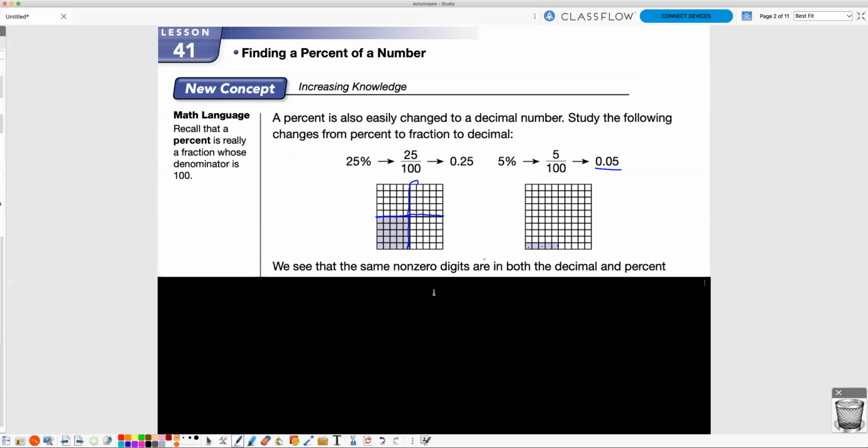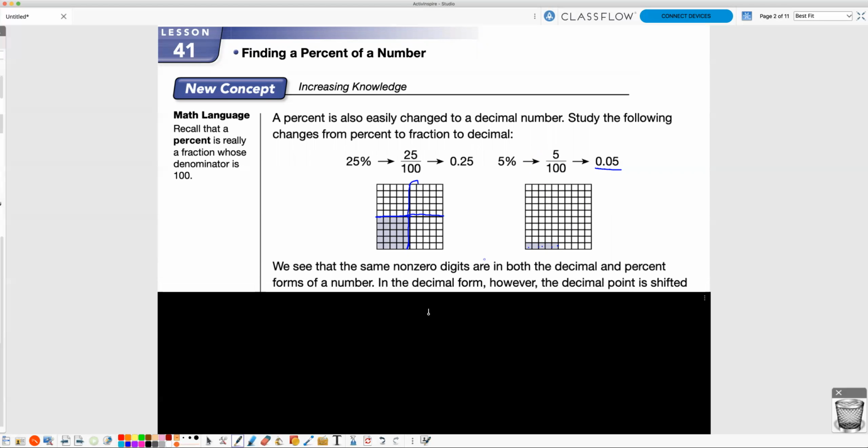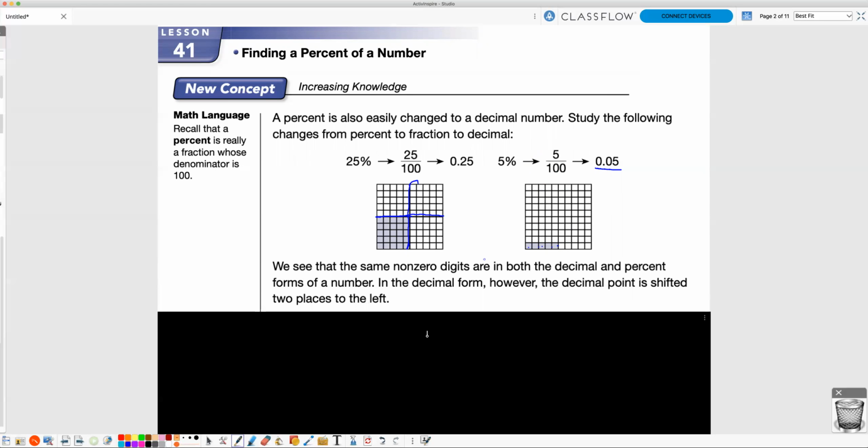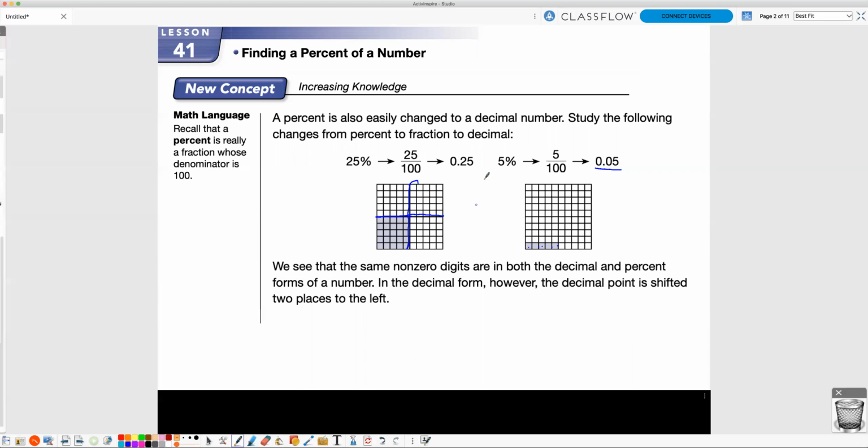We say that the same non-zero digits are in both the decimal and the percent forms of a number. In the decimal form, however, the decimal point is shifted 2 places to the left. So in this case, you can see the decimal point is 2 places to the left, 2 places to the left here.